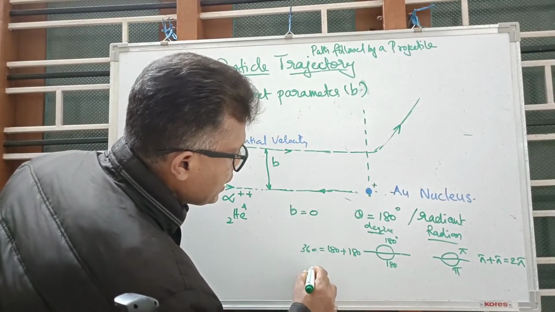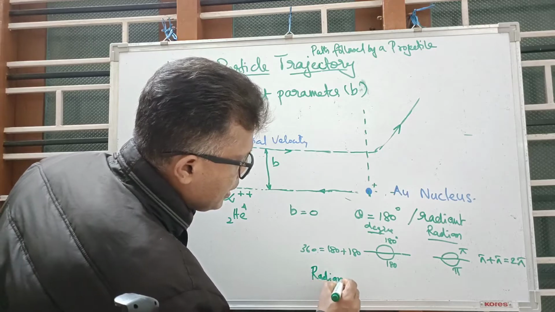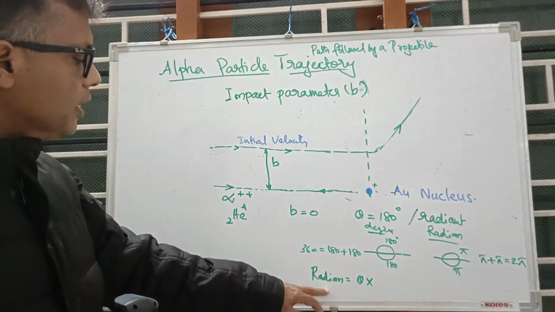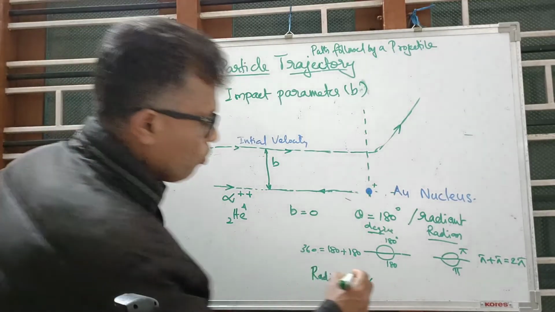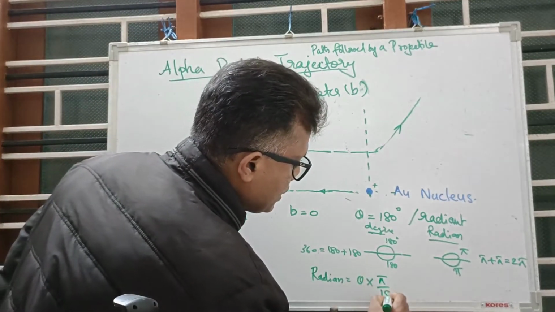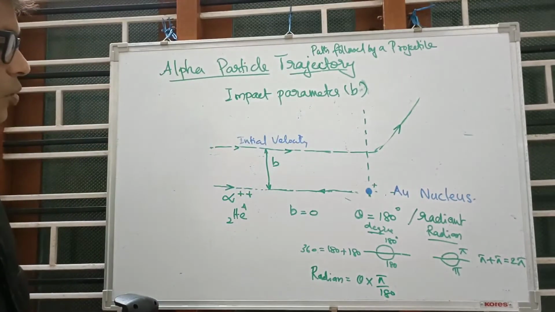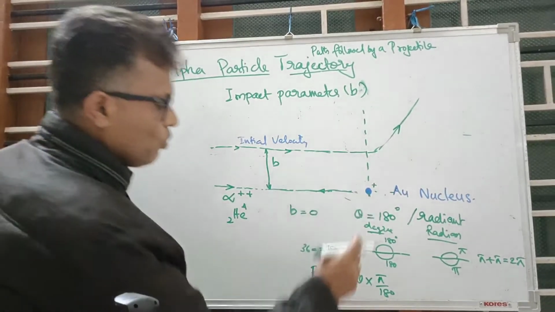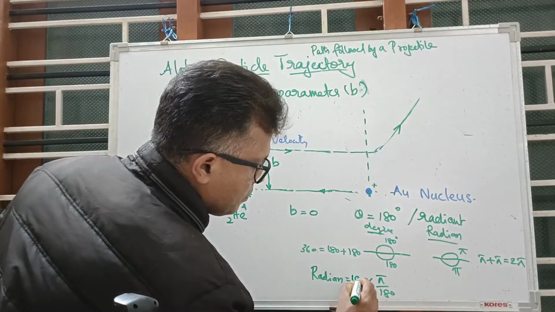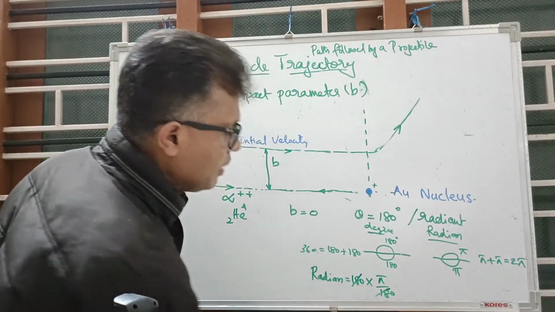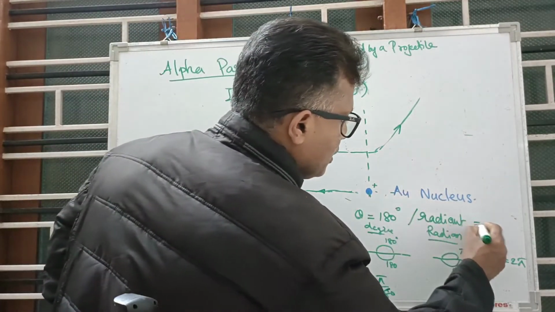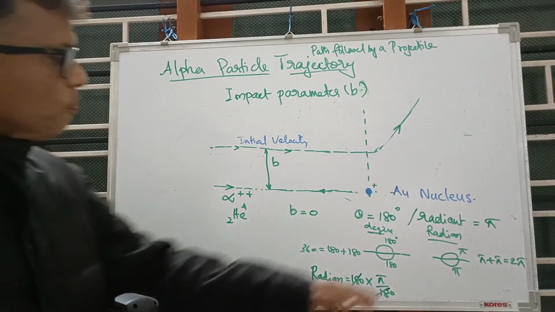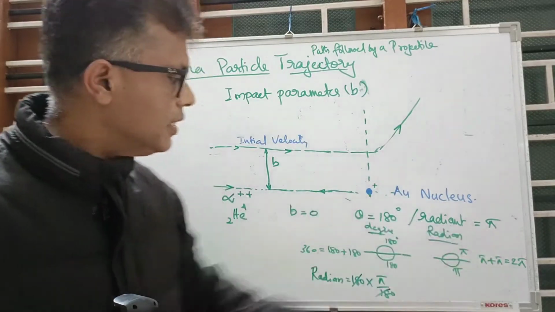To convert to radian, radian is equal to degree into pi by 180. See, if you want to convert to radian, always pi will be on the top, pi by 180. So, radian is degree into pi by 180, and degree is 180. So, 180 will cancel. So, radian is how much now? It is pi. Everybody clear?